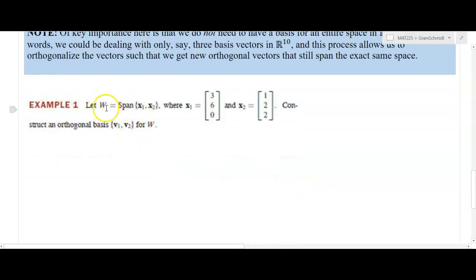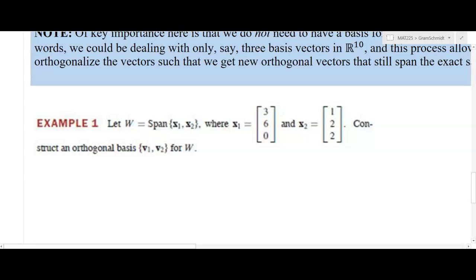So here we have an example. Let W, that's the subspace, be spanned by these 2 vectors. Clearly, I can't get to anywhere in R3 because I only have 2 vectors in 3 dimensions. I would need 3 linearly independent vectors to span all of R3. But we say that x1 and x2 span a subspace of R3. So to figure out how to rotate these, again, I'm just going to write this as the subspace of R3.